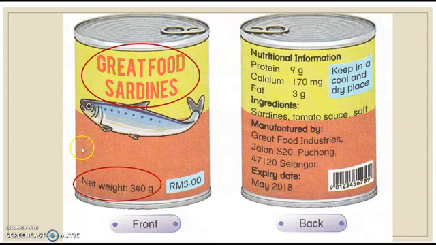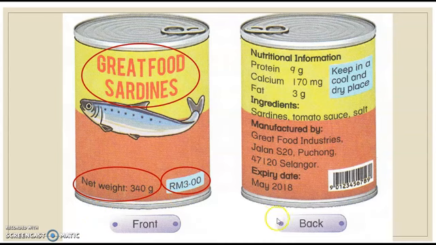Next, look at the net weight, 就是重量 net weight. Here we have 340 grams for this tin. Next, the price is also shown here. That means this tin cost you 3 ringgit. Alright, this is the front part of the tin. Look at here, we can get the name of the product, the net weight, and the price of the tin.